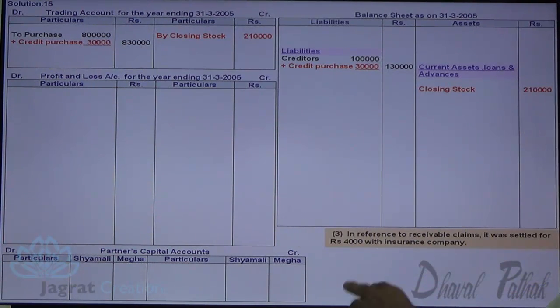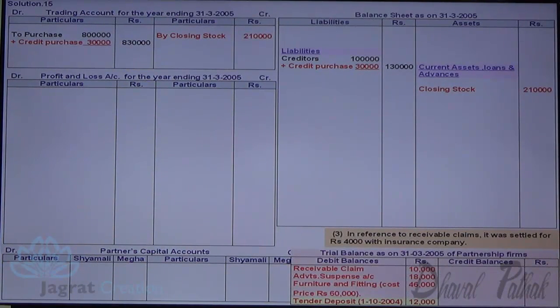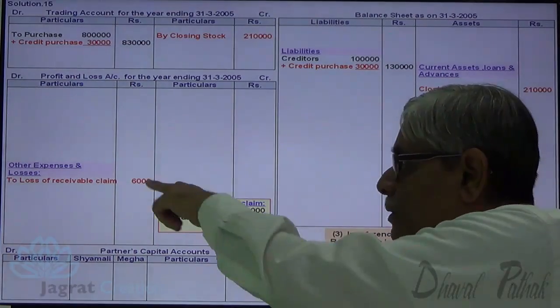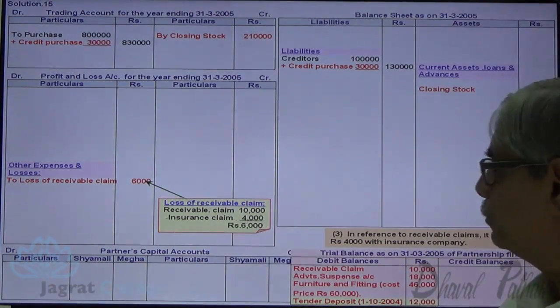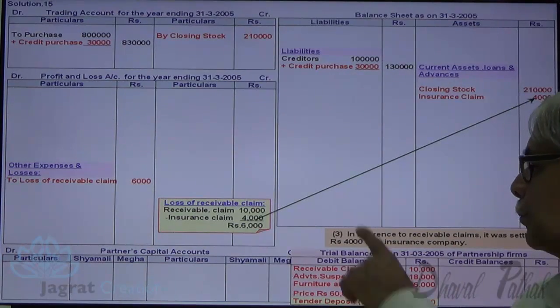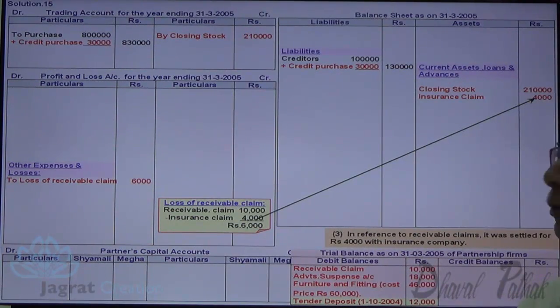Now, in reference to the receivable claim, it was settled for 4,000 with the insurance company. The claim is 10,000. Insurance company is going to pay you 4,000. 6,000 not recoverable. So this is a loss debited to profit and loss account. So this 6,000 loss is debited to profit and loss account, and the recoverable amount 4,000 will appear on the balance sheet asset side. This is how this adjustment is taken care of.